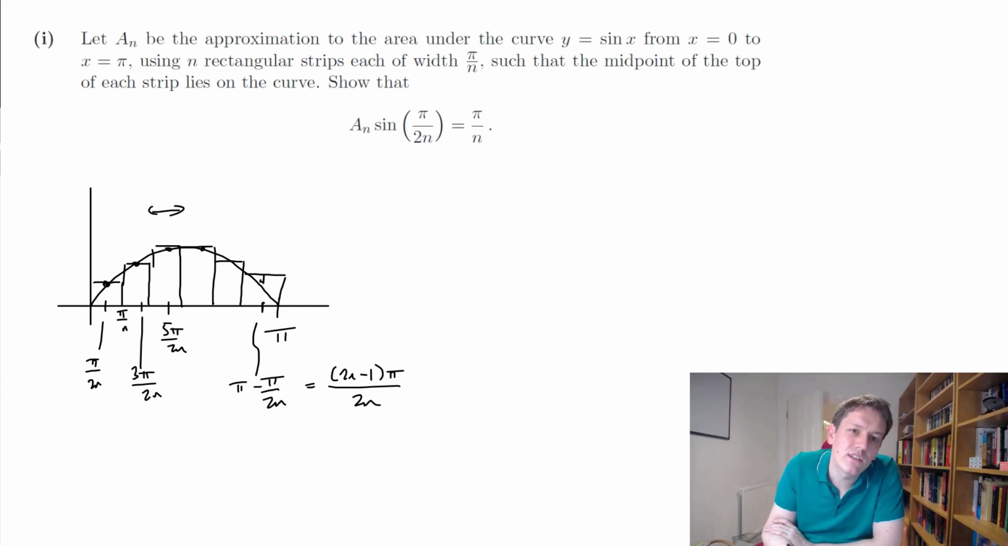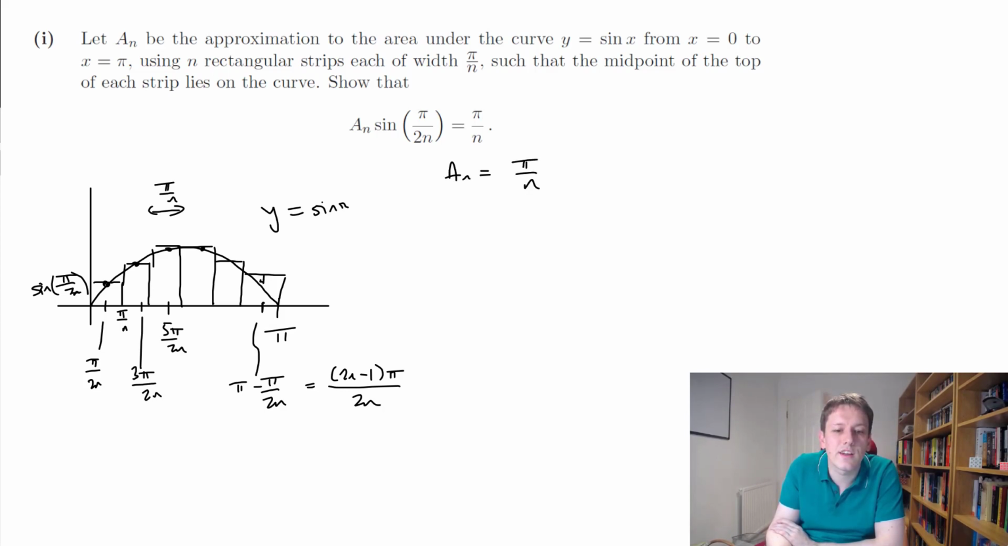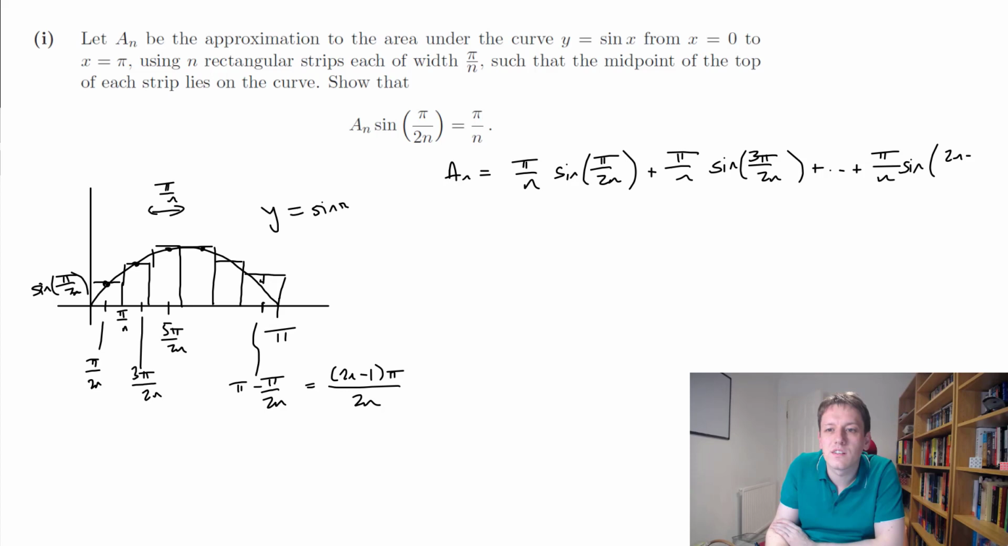Each of these rectangles has width π/n, and the heights of the rectangles are just going to be, well, this is the graph of y = sin x, so the height of this first one is sin(π/2n), the next one will be sin(3π/2n), etc. So my approximated area is going to be π/n times sin(π/2n) plus π/n times sin(3π/2n), etc. I'm going to keep going until I get to π/n times sin((2n − 1)π/2n).